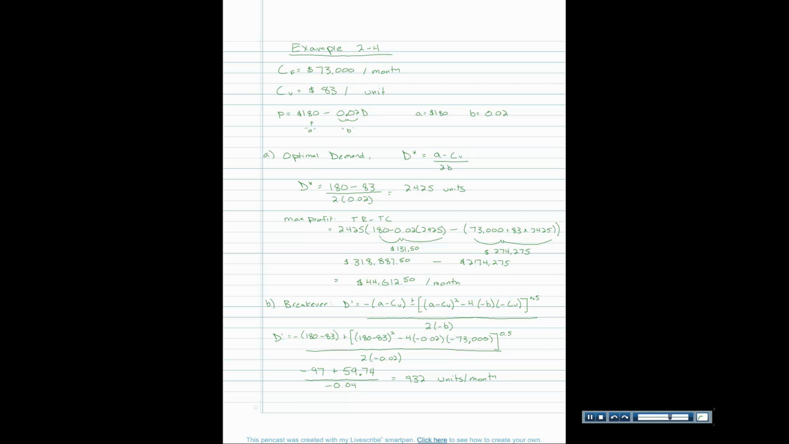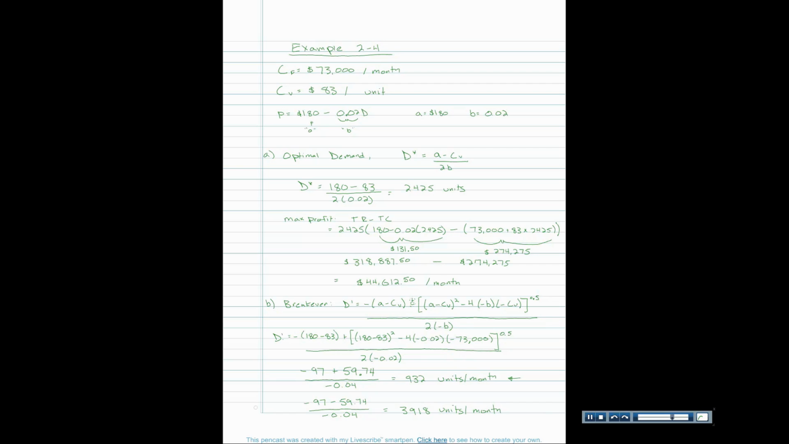And of course, according to this break-even formula, to get one root it's plus, and to get the other root it's minus. So for the other root it'll be negative 97 minus 59.74 divided by negative 0.04. And when we do that, we get 3918 units per month.